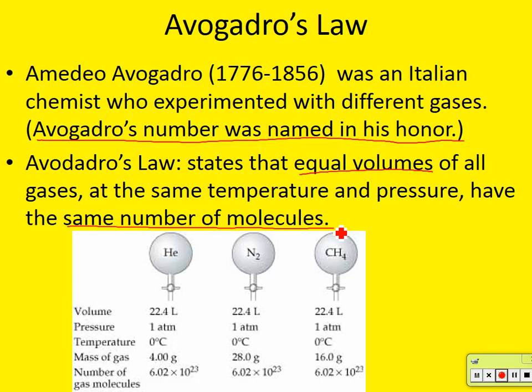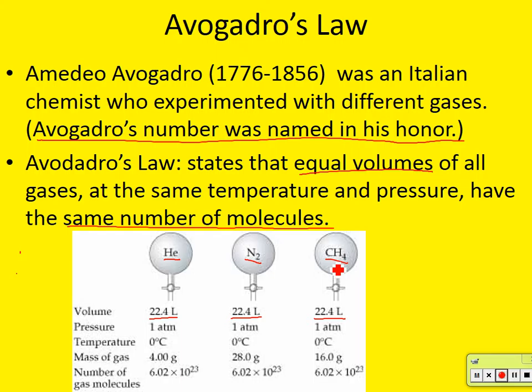Okay, I've got a diagram at the bottom of this slide that hopefully helps you understand a little bit better what Avogadro is saying here. Say we have a balloon full of helium and a balloon full of nitrogen and a balloon full of CH4, which is methane or natural gas. All different gases, right? But let's say we have equal volumes, like Avogadro was saying. You got to have equal volume of those gases. Say we have 22.4 liters of helium, of nitrogen, and of methane.